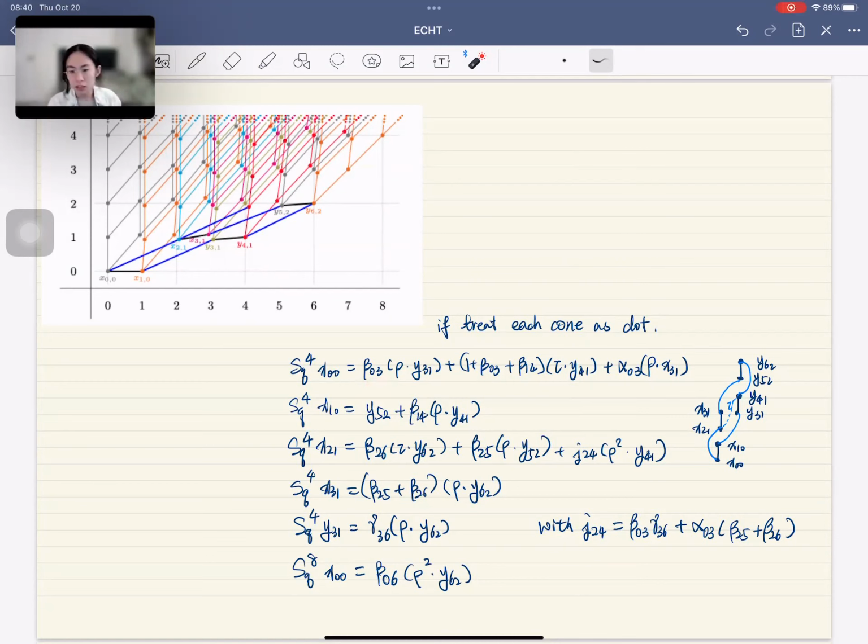They can be 0 or 1, and that will determine whether Sq^4 exists or not. And except for this J24, all the things are independent of each other. So if you count, there are 7 of them, giving the 128.